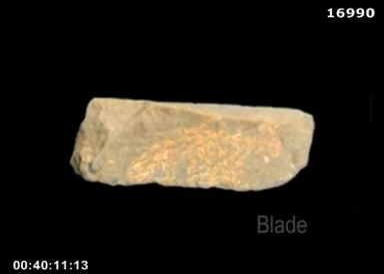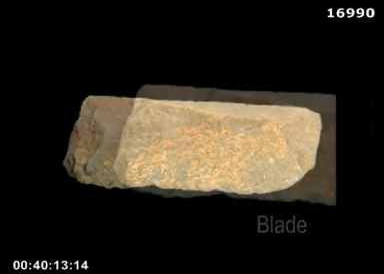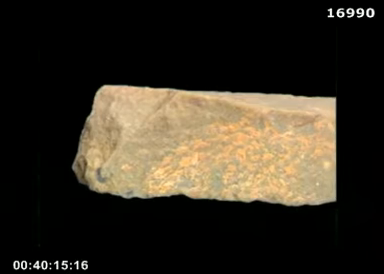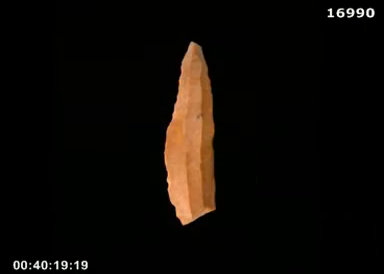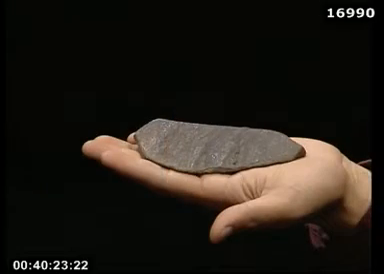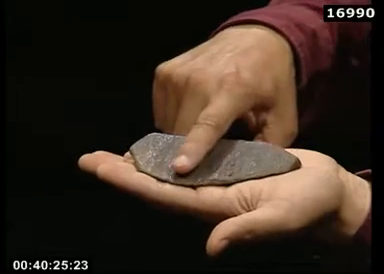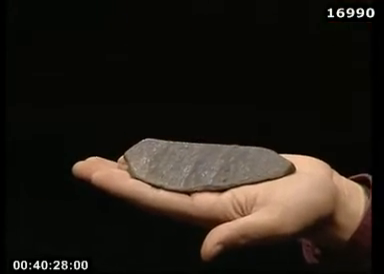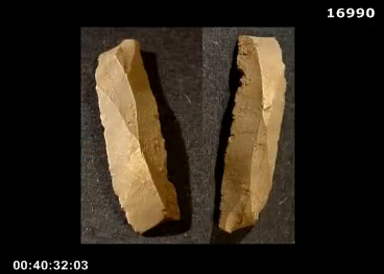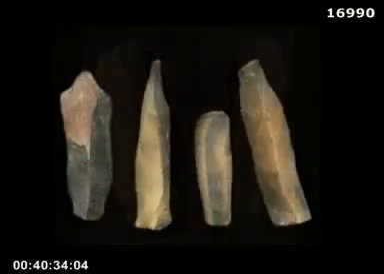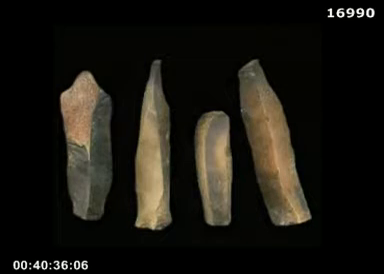The next tool type is blade. It is a long, thin, parallel-sided flake having one or more mid-ridges on the dorsal surface, and the ventral surface is represented by a single flake scar. This type of tool is very common since the Upper Paleolithic times.